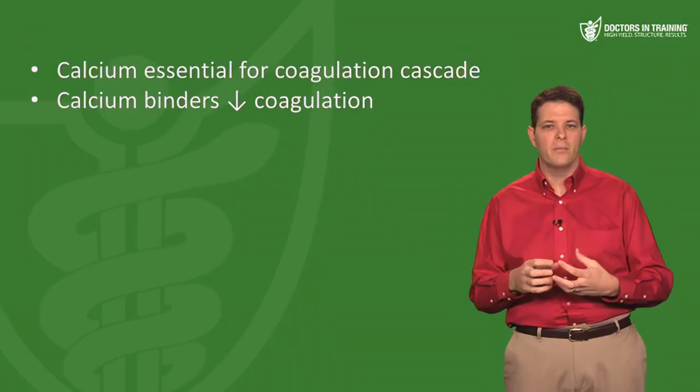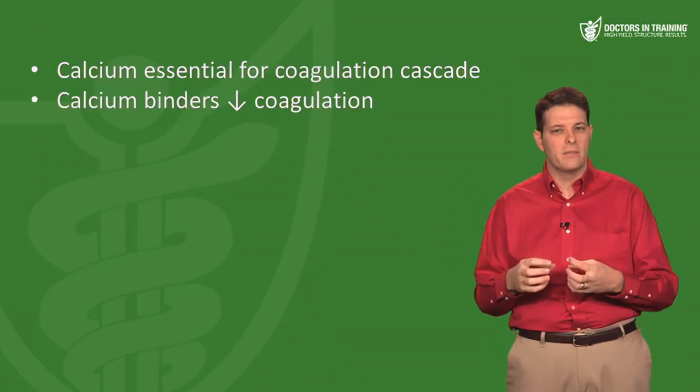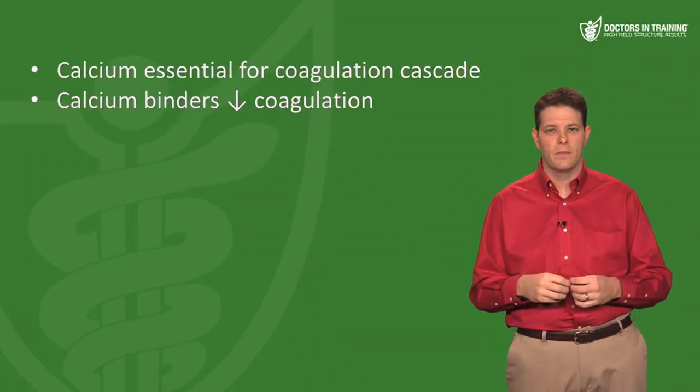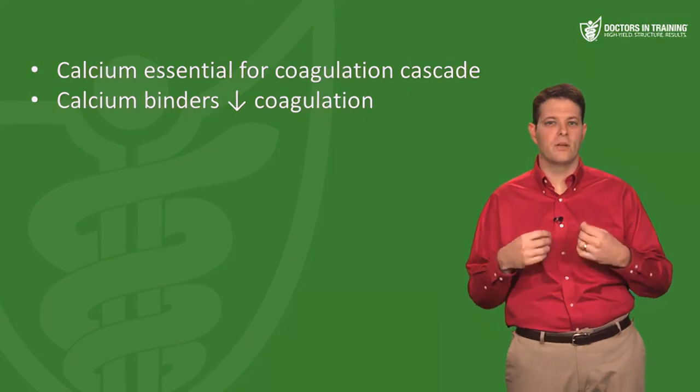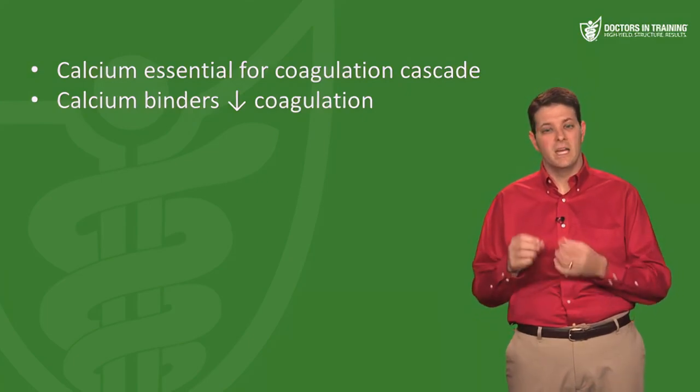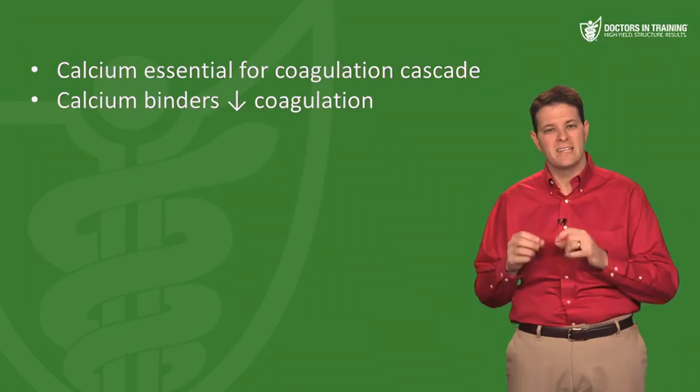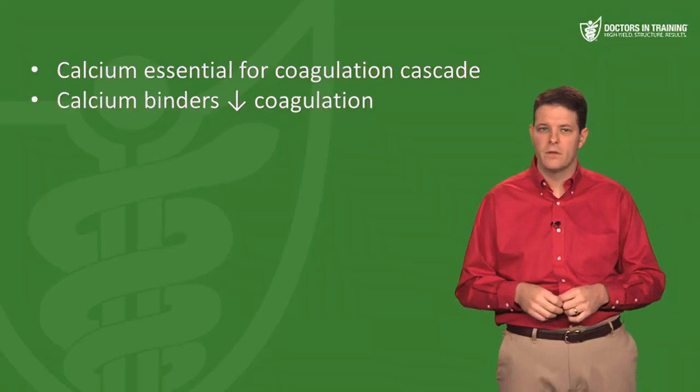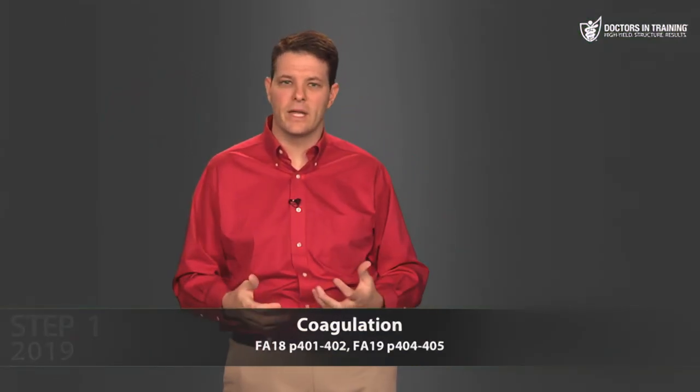If you put a calcium binder into the system to bind up all the calcium, that's going to decrease coagulation. Now we use calcium binders like trisodium citrate or EDTA in blood collection tubes and transfusion bags to keep the blood in there from clotting. So those are the basics of the coagulation cascade.